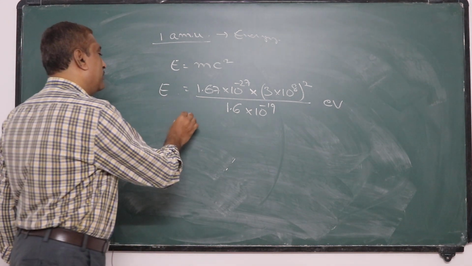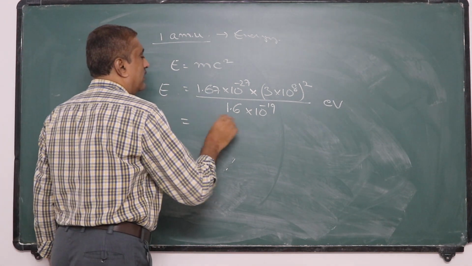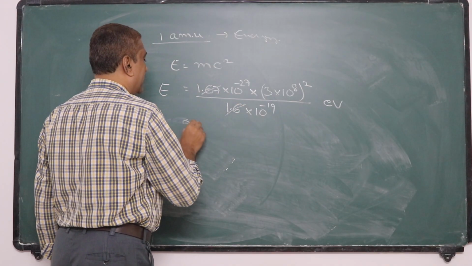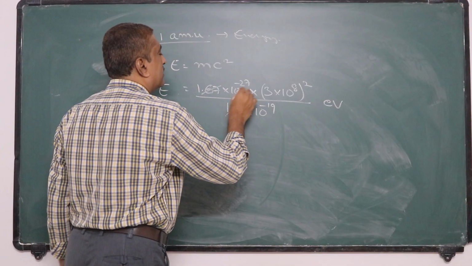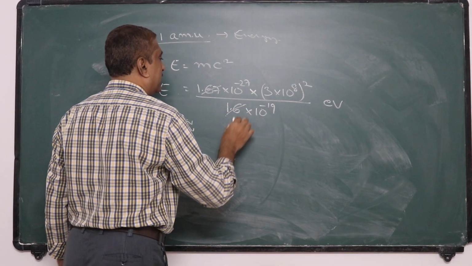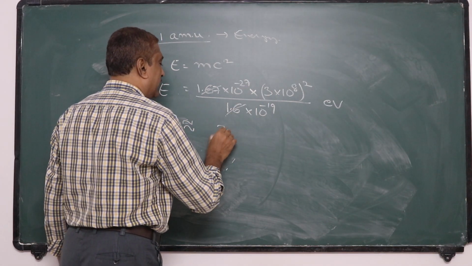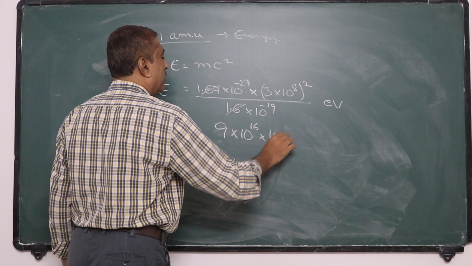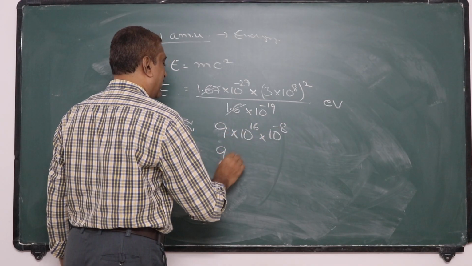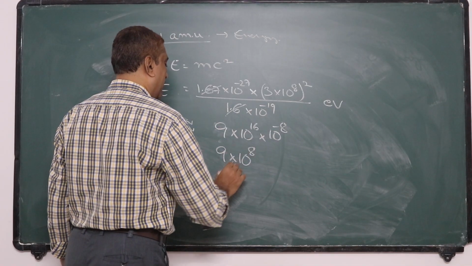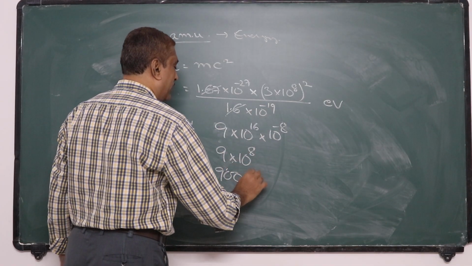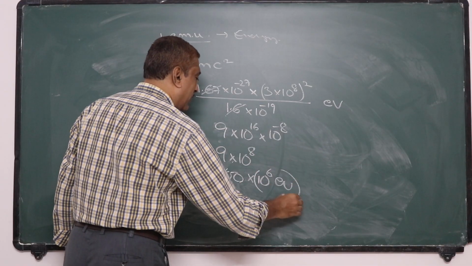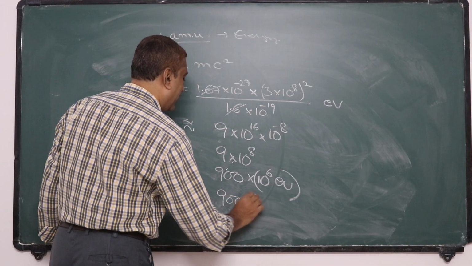Okay. But assume that this is 1.6 and we can directly cancel out. And this is approximately 10 power minus 19 and this is 10 power 16. So that is 9 into 10 power 16 into 10 power minus 8, that is 9 into 10 power 8, that is 900 into 10 power 6 electron volt. So 10 power 6 electron volt, we can write it as 900 MeV.